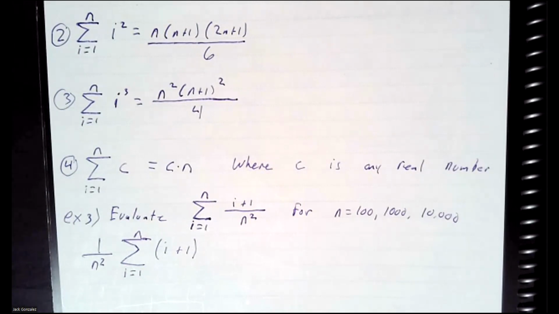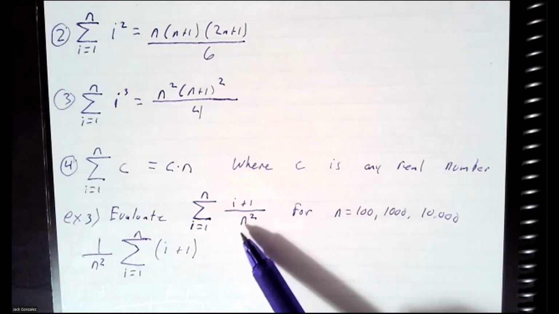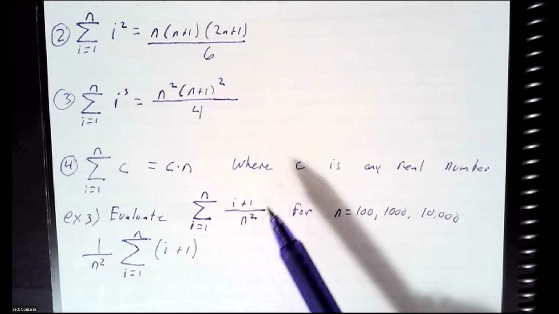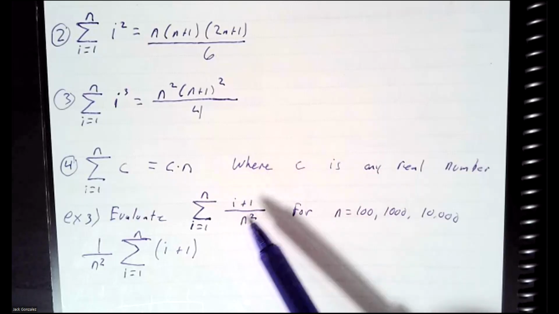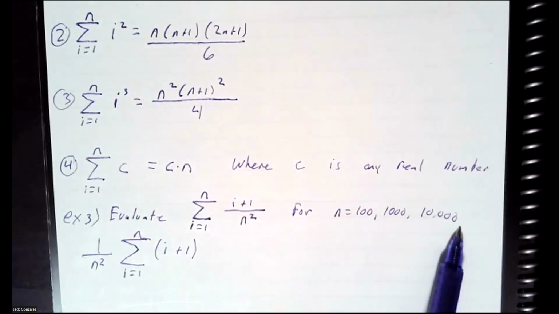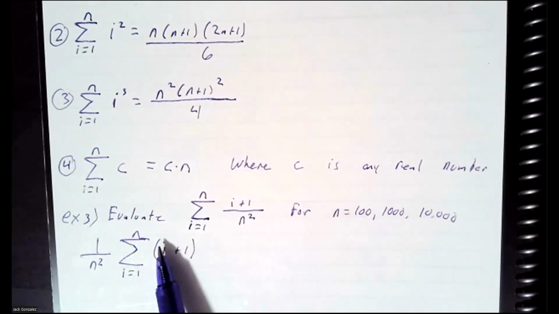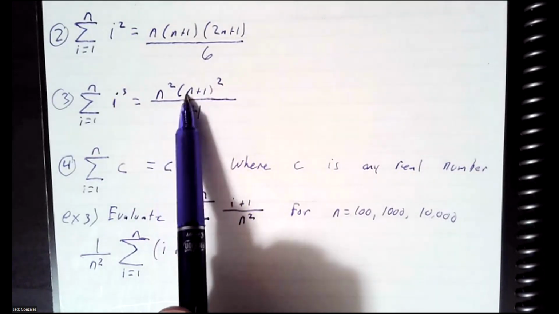All right, let's do example three. The idea is to use all these formulas above, 1 through 4, to simplify this into one of these 4 forms, and then you can just plug in these numbers. So instead of doing all the way 1 to 100, 1 to 1,000, 1 to 10,000, use the formulas and just plug them in, because then n would be right here. See what I mean?